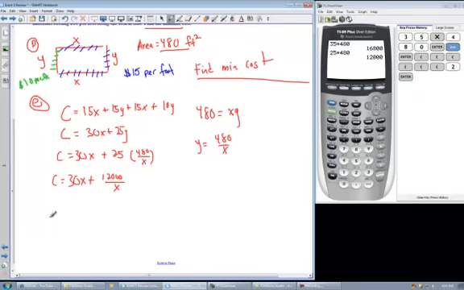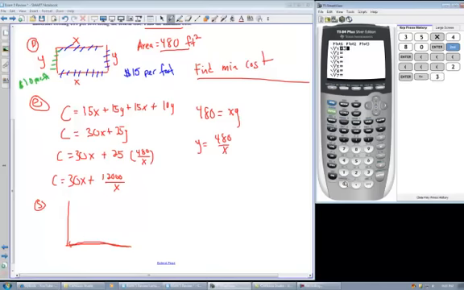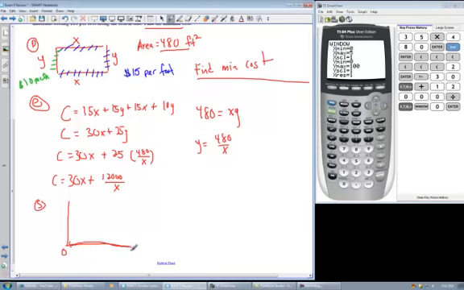To solve this, I'm going to graph it. So I hit Y equals, and I plug in 30X plus 12,000 divided by X. And I'm going to make my window, and I'm going to go from 0. It's 480 square feet, so let's go to 100 feet first. Let's see if that's enough. So I'll go from 0 to 100, and I'll zoom fit it.